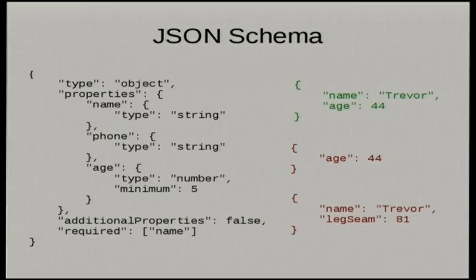And where most APIs are going to be useful, we define objects. So an object that is accepted can have a name property, a phone property, and an age property. Again, nothing additional on the object or it will fail validation. And the name property is required. So Trevor of 44, that'll pass. Age of 44, failure because it's missing the name. And Trevor providing his leg seam will fail because we don't want to know that information. Like, it's not relevant to us.